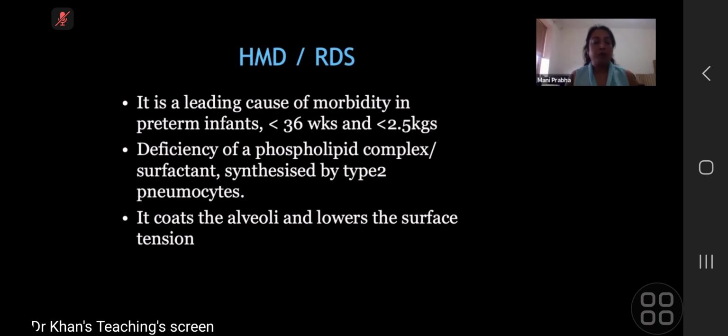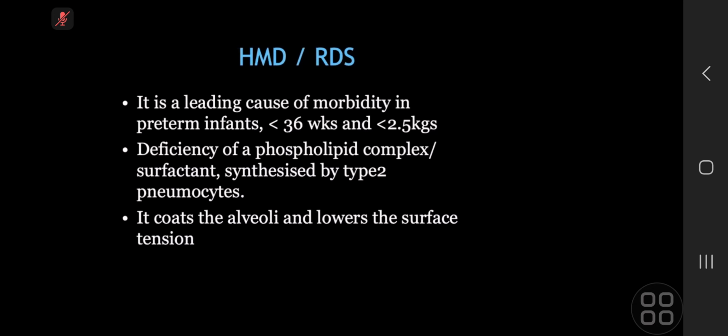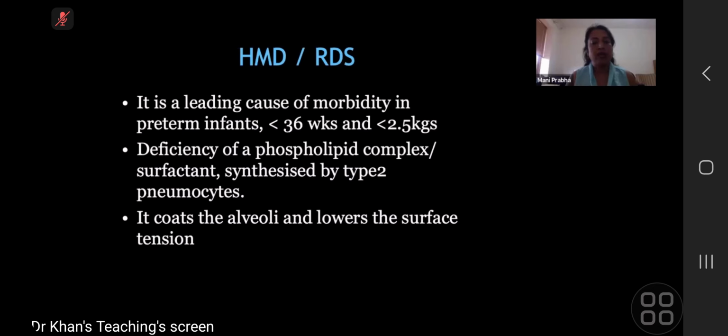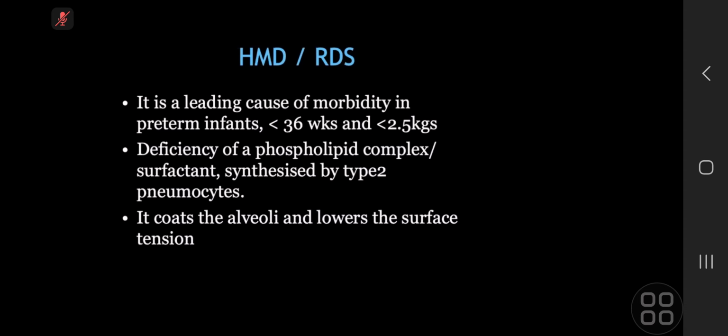So why does it happen? It is due to deficiency of a phospholipid complex known as surfactant, which is synthesized by type 2 pneumocytes. It coats the alveoli and lowers the surface tension of the alveoli, and therefore they remain expanded. And it is the leading cause of morbidity in preterm infants who are less than 36 weeks and less than 2.5 kilos.